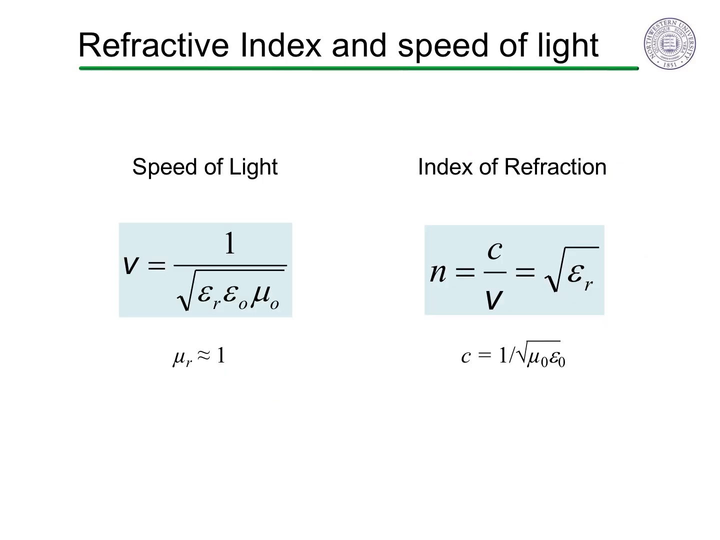From Maxwell's equations, the speed of light in a medium is 1 over the square root of the electric permittivity and magnetic permeability, where the values for free space give the speed of light in a vacuum. All optical materials are non-magnetic, so relative permeability is approximated to be 1. The index of refraction is a measure of how much slower the speed of light is in a medium compared to a vacuum. Thus, the index of refraction is actually the same material property as the dielectric constant, or relative permittivity, with n equals the square root of the relative permittivity.